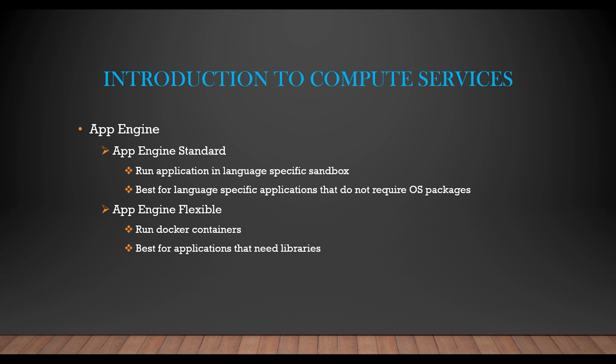The next one is App Engine Flexible. So in the flexible environment, you are running Docker containers. It is one of the best use cases for running any application that requires libraries or third-party software installed. Just like the name, it gives you more options, including the ability to work with background processes and writing to a local disk.